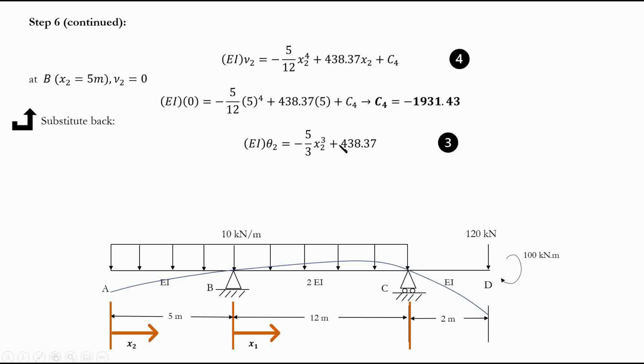So next I substitute the values for rotation and deflection. This is my general equation for portion AB: this is my rotation and this is my deflection. How? Because this is C3, which I already found on the previous page, and C4 I found from here. So this is my equation for rotation and deflection.